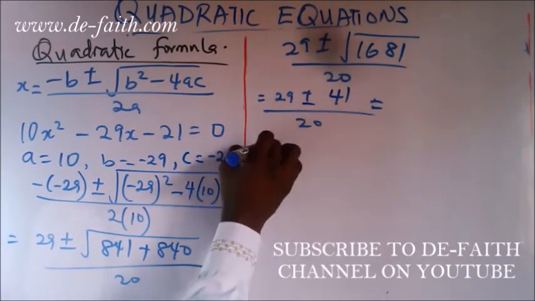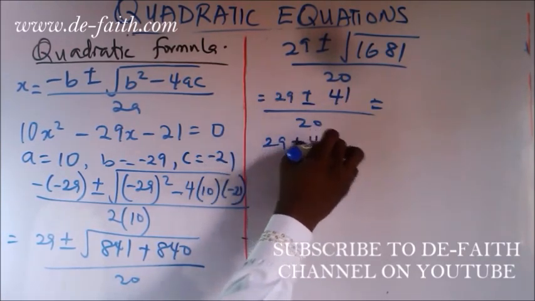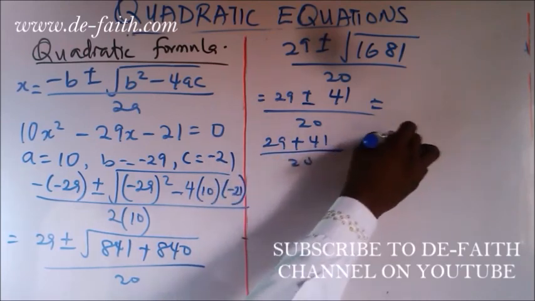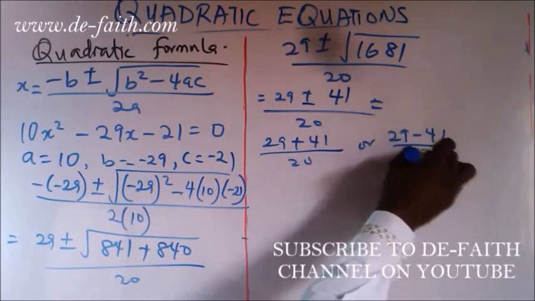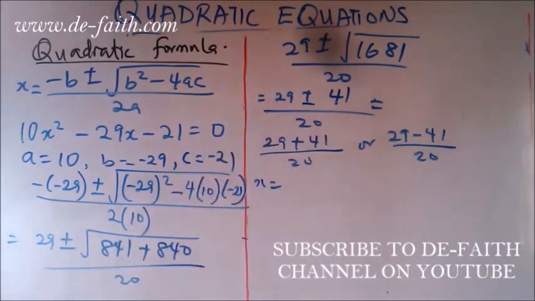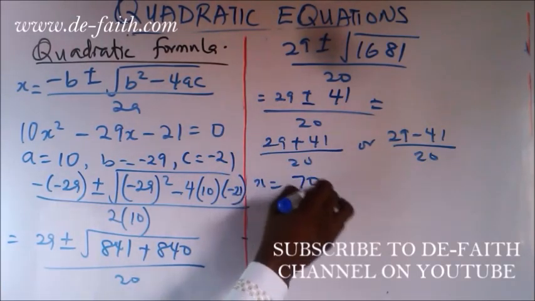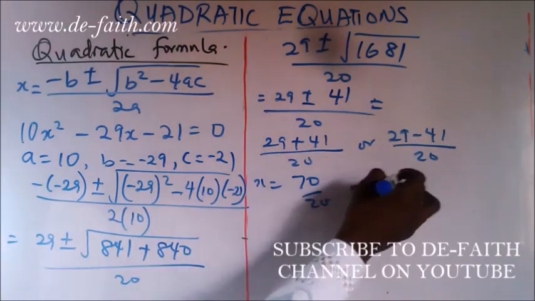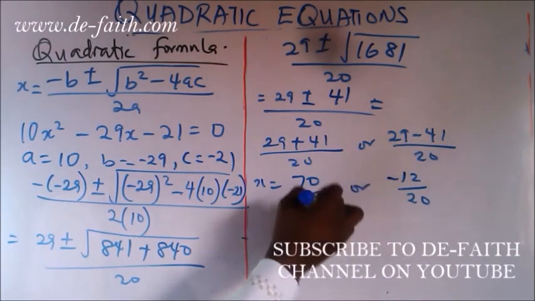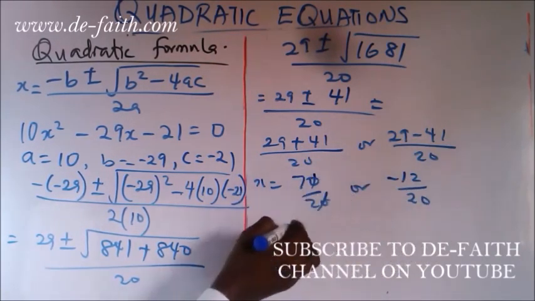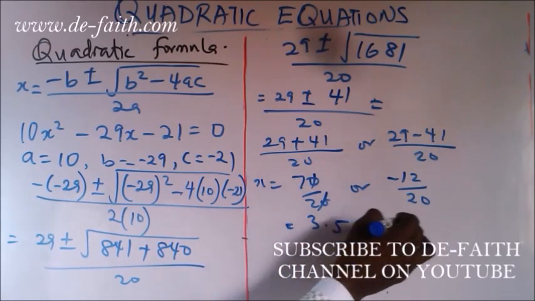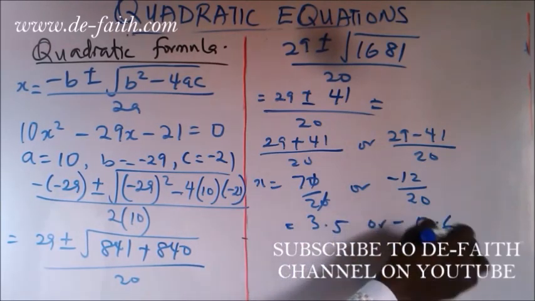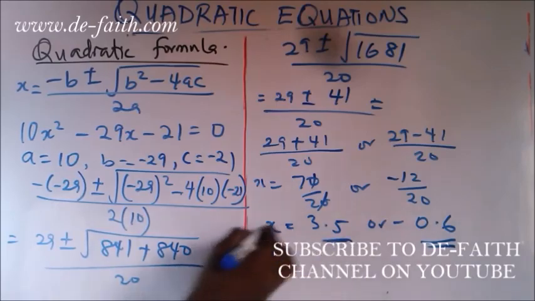So this means 29 plus 41 over 20, or 29 minus 41 over 20. So we're going to have 29 plus 41, that's 70 over 20, or 29 minus 41, that's minus 12 over 20. So this cancels this, and so we have 3.5 or minus 0.6 as the values of our x.